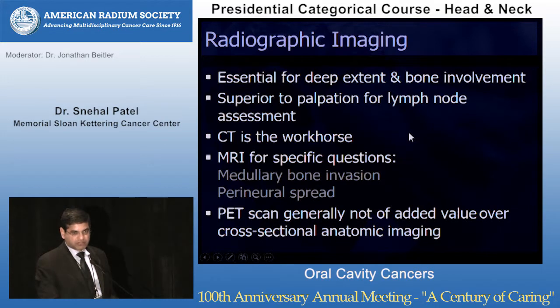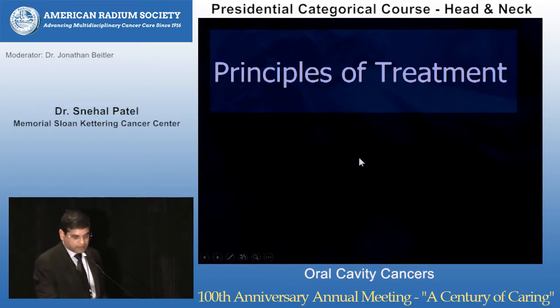So radiographic imaging is essential to assess not only the deep extent, but also invasion of bone. It definitely is superior to palpation in detecting lymph node metastases. And you heard the talk on bone invasion and perineural spread before. But for oral cavity cancer, CT is really the workhorse, and you use MR for answering specific questions. I do not feel that PET scan adds much value in terms of treatment planning over a good quality cross-sectional anatomic imaging, but that's a point of debate.